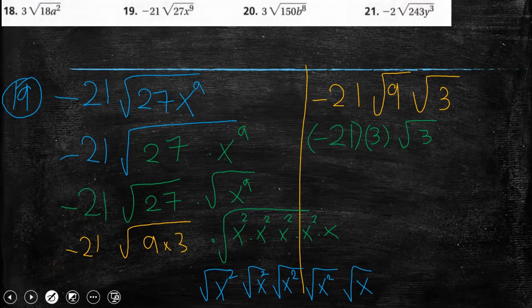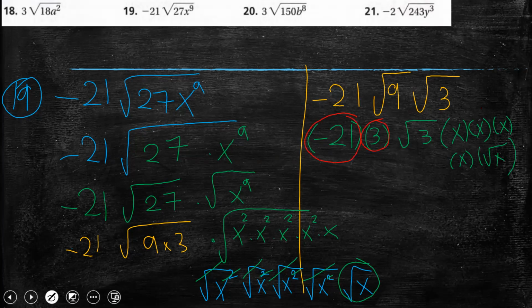Then now, squared cancels the square root. Squared cancels the square root. Cancel, cancel here. So I have x times x times x times x times what? Square root of x. Exactly. Then I will combine now the numbers and the variable without square root. What are they? We have negative 21, we have 3, and we have 4 x's. x to the power of 4. Negative 21 times 3, negative 63.